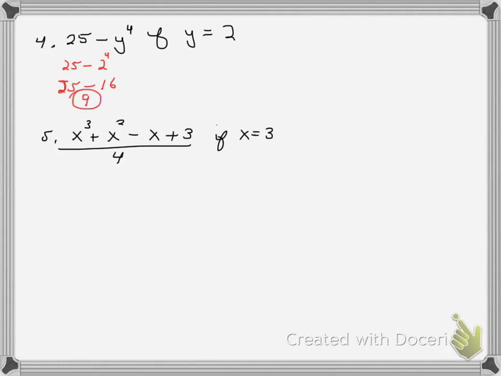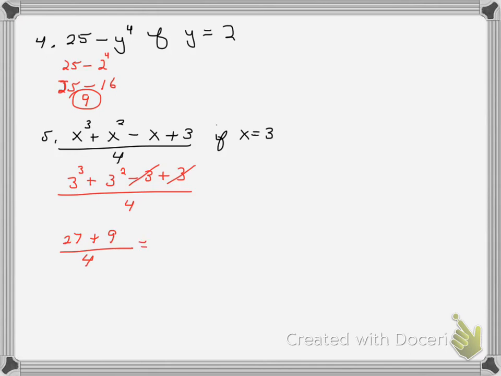The next one looks a little more complicated, but the approach is exactly the same. We're going to substitute, getting 3 to the 3rd plus 3 squared minus 3 plus 3 all over 4. Notice these two will cancel out. I'll do my 2 powers. 3 to the 3rd is 3 times 3 is 9 times 3 is 27. Plus 3 squared is 3 times 3, or 9. The other 3's cancel out, all over 4.